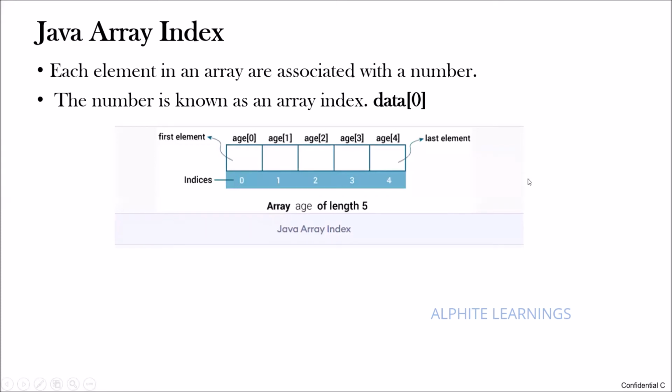The counting will be the same. 0 to 4 makes 5 count, right? So the count, I hope you understand. Since the index value starts from 0, you have the ending as 4.